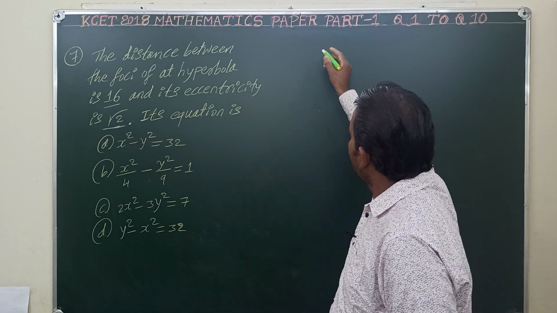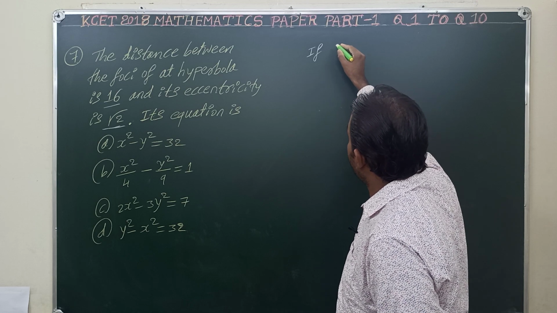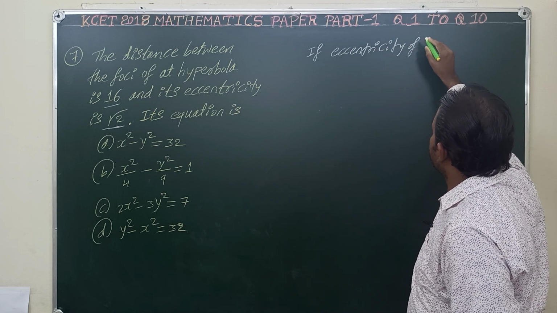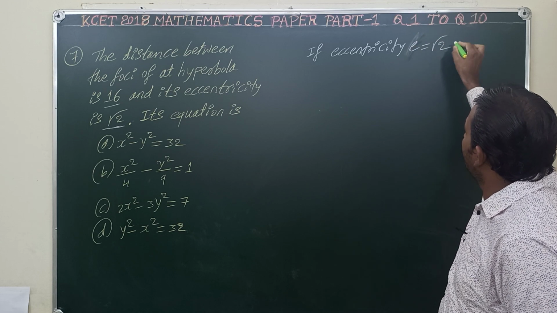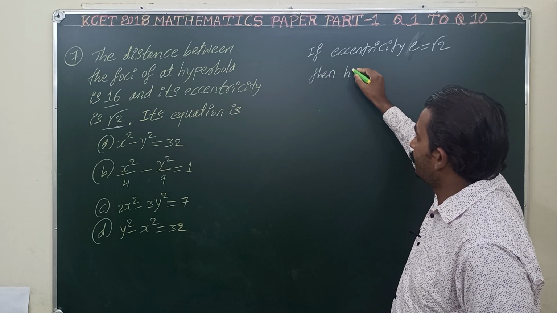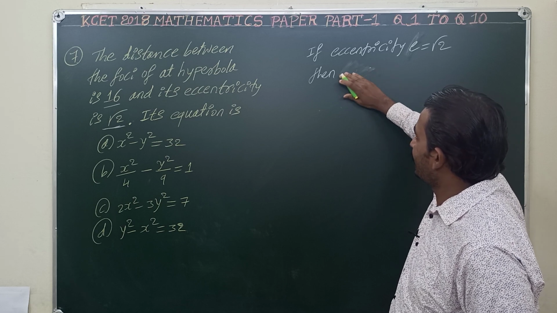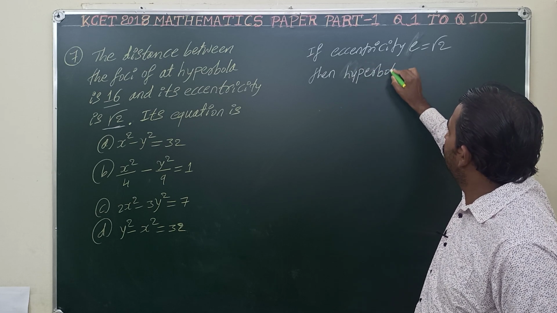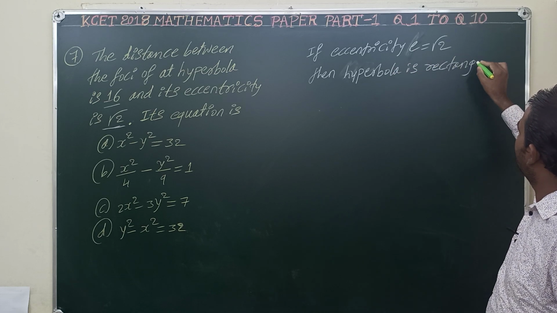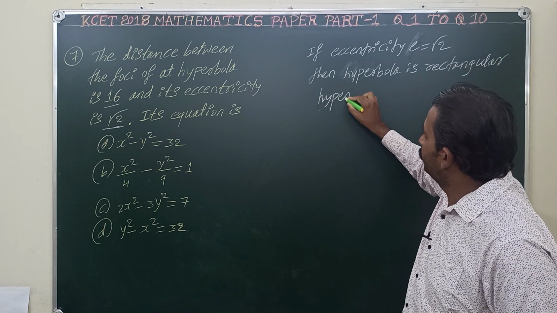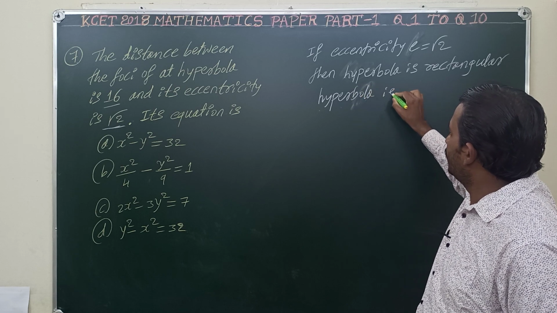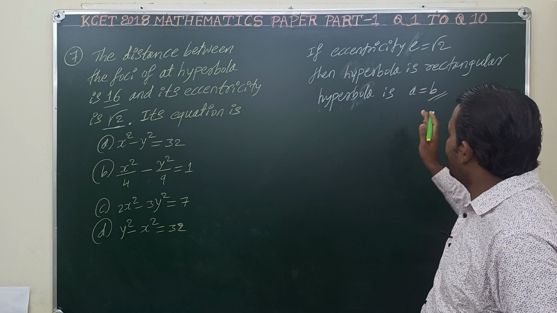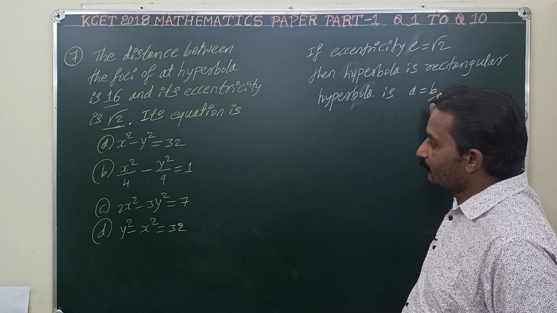So we know one statement: if the eccentricity e of a hyperbola is equal to root 2, then the hyperbola is a rectangular hyperbola. That is, a is equal to b. The semi-lengths of the transverse axis and conjugate axis are both equal in this case. We have to identify which option has a equal to b, as that is the correct option.